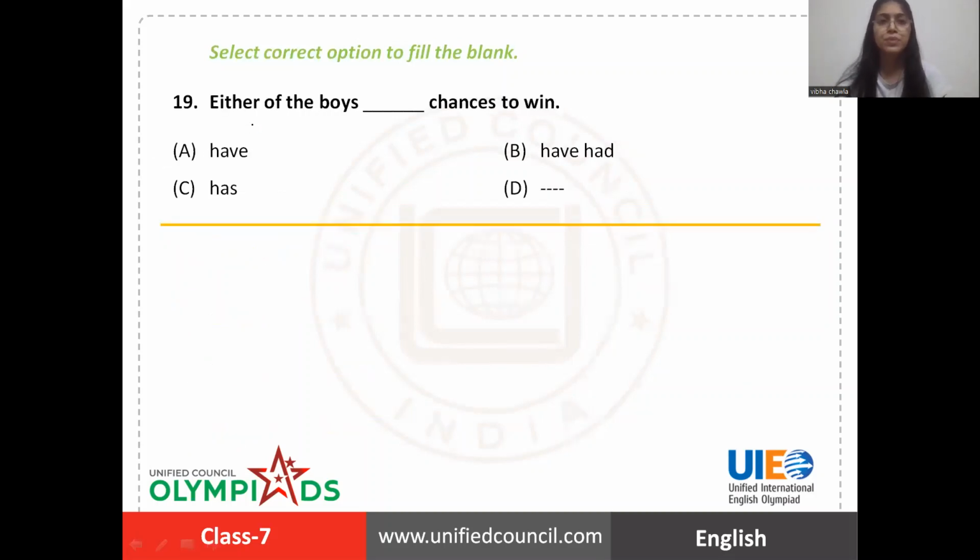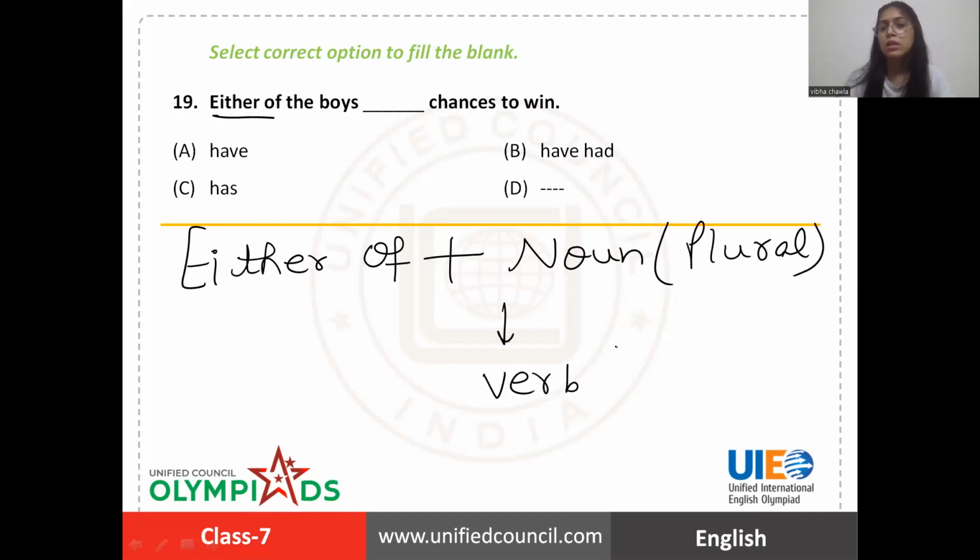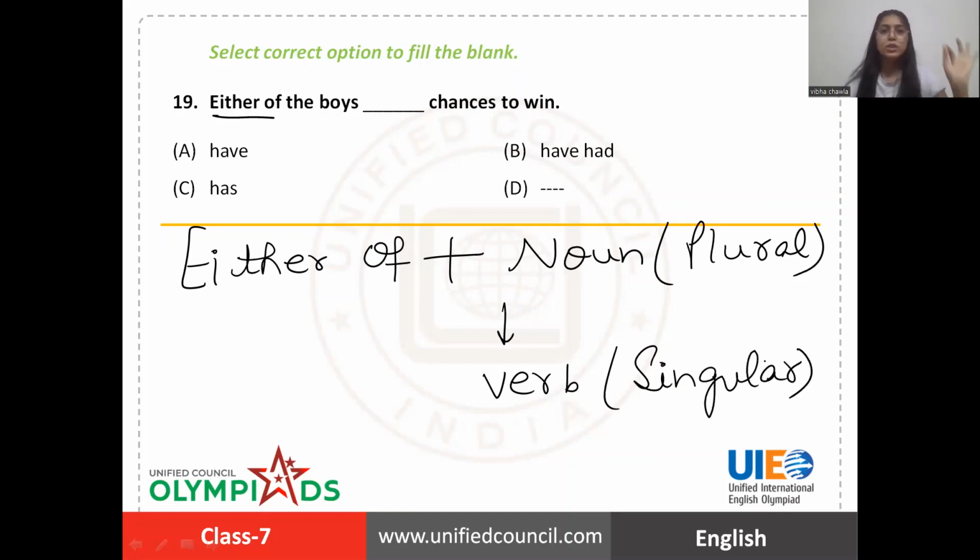So definitely option A. Either of the boys blank chances to win. C. Either of. Whenever you find this, either of, neither of, so let me tell you, after them, the noun used should be plural, but the verb used should be singular. Okay. So either of the boys, noun plural, but verb should be singular, which is has here. Either of the boys has chances to win. Very, very important. Kindly take a note of it. Either of plus noun plural, but verb singular.